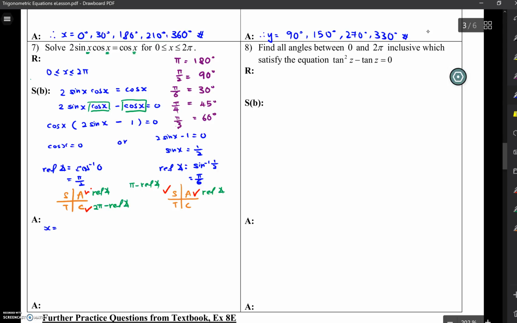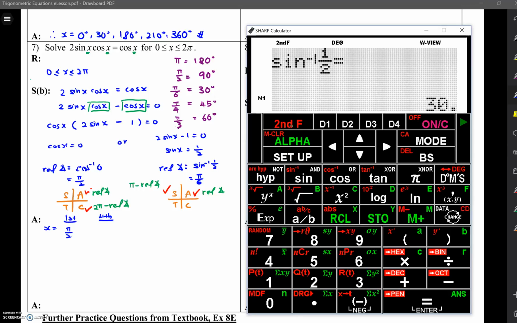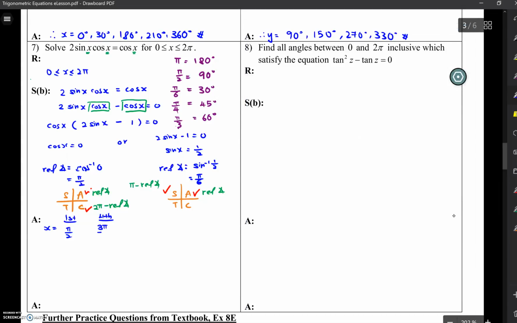So x is just equal to first and fourth quadrant. The first quadrant being just pi over 2. So the fourth quadrant is 2 pi minus the reference angle, right? If you want to use the calculator, you can also press it this way. You treat pi like a variable, like in algebra, x. So it's like saying 2x minus x over 2. It's like 2 minus half. So you usually use an improper fraction. So you get 3 pi over 2. So you can write it as 3 pi over 2.